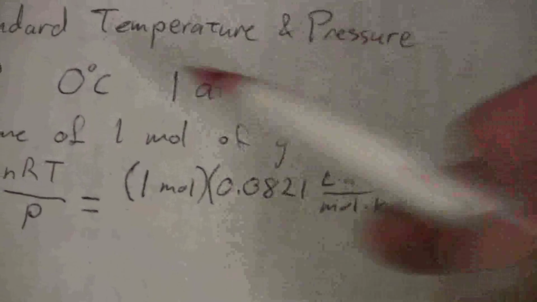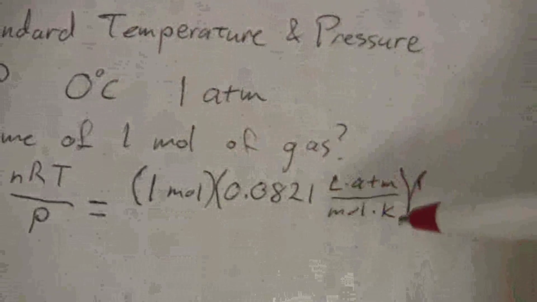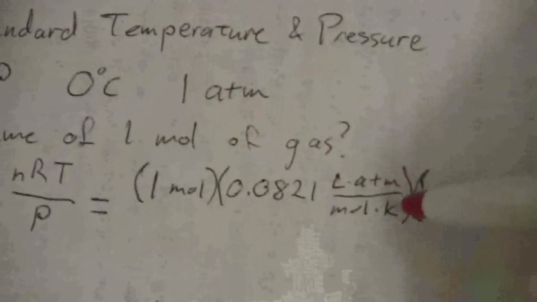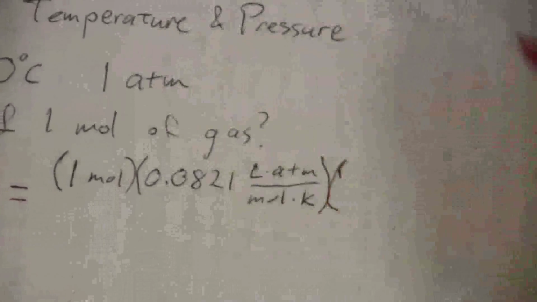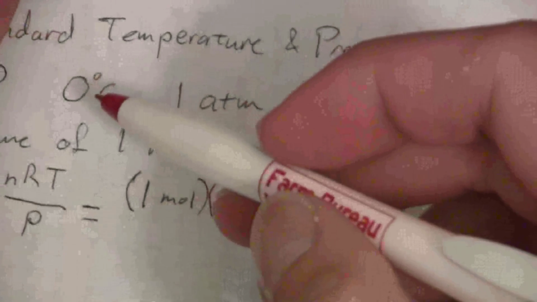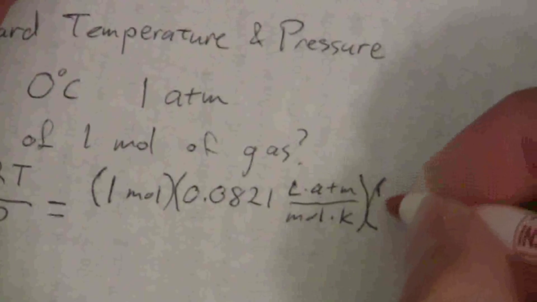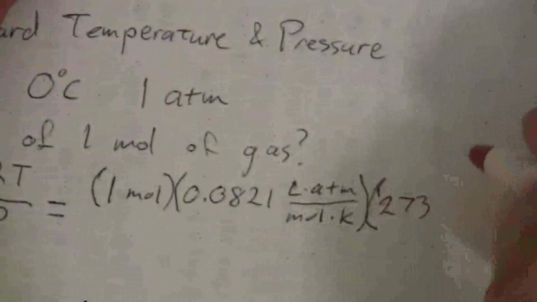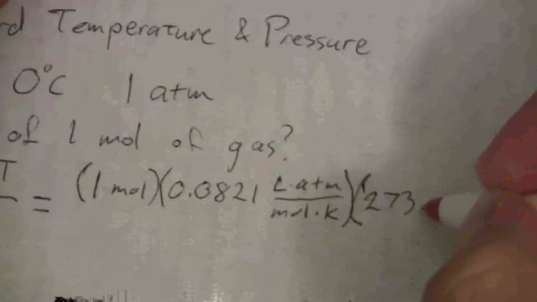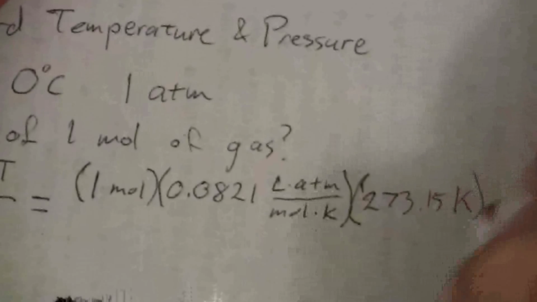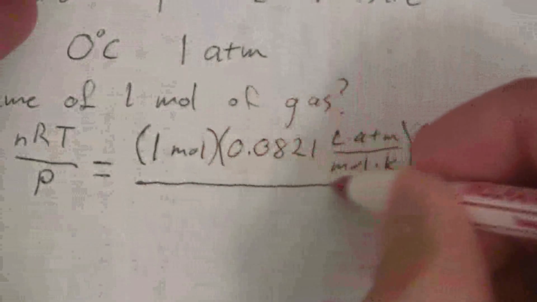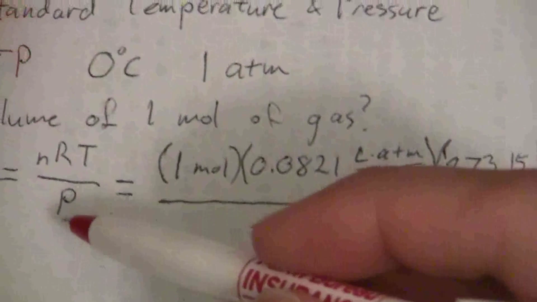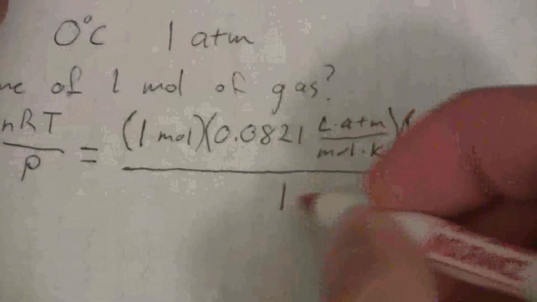Then we have the temperature, 0 Celsius, but remember we have to have it in Kelvin. Everything we do with the gas laws has Kelvin temperature units, or absolute temperature. So to convert this to Kelvin, we add 273.15. I'll go ahead and put that in there, even though we don't really need that many significant figures. And that's our temperature. We divide this by the pressure, which is 1 atmosphere.